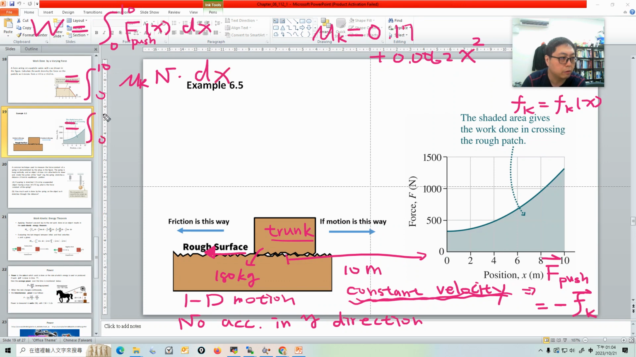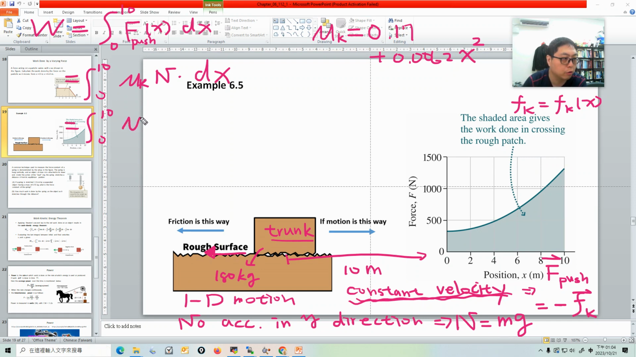And also we assume no acceleration in the y direction. That means your normal force is equal to the weight of the trunk. Okay, don't forget about this. There's no acceleration in the y direction, and using Newton's second law, you'll get your normal force just equal to the weight of the trunk.